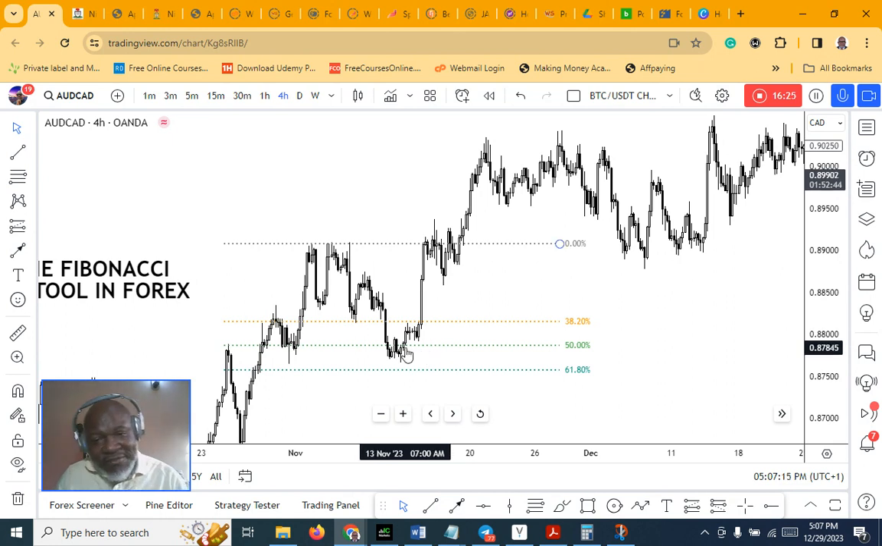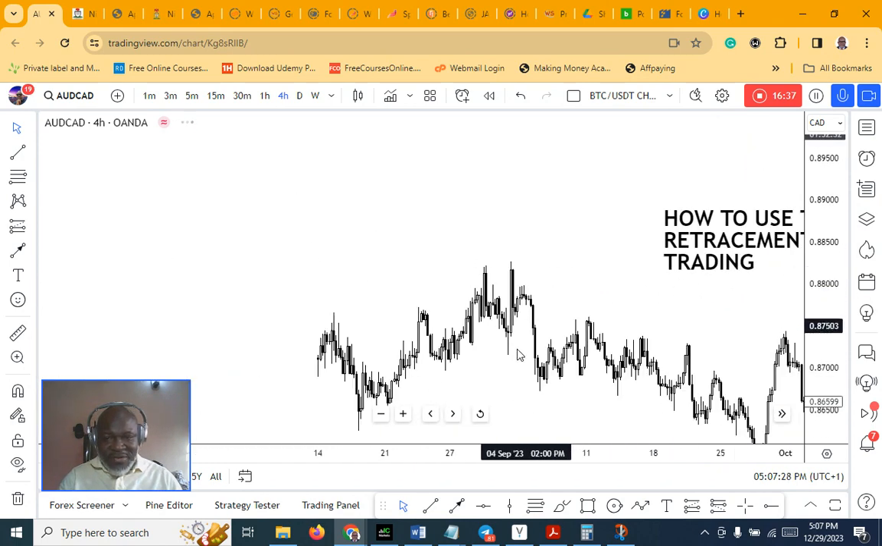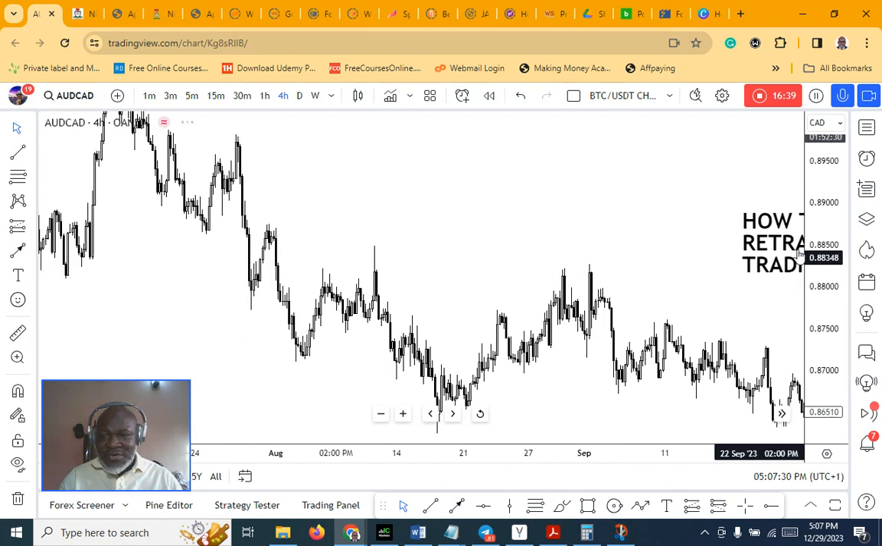Sometimes the level plays out very well. The 50 plays out very well. The golden ratio as well plays out very, very well. They provide support for price action in an uptrend. So let's look at a downtrend scenario.